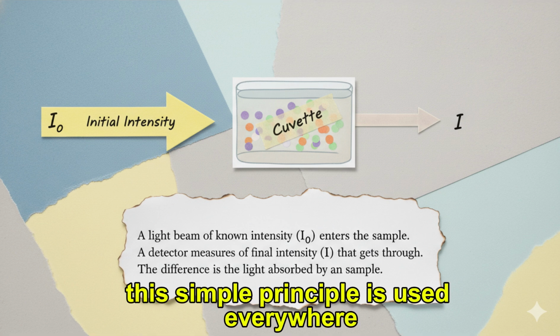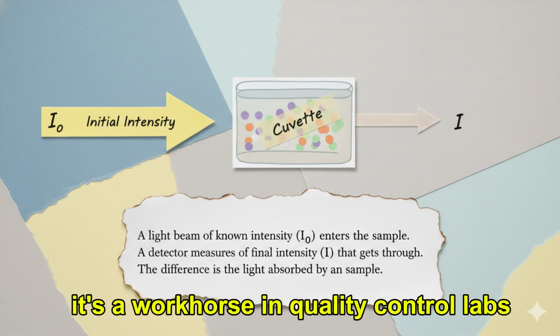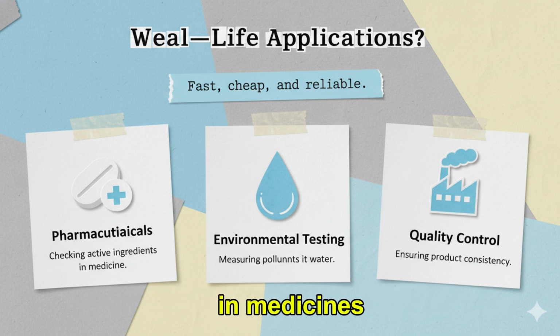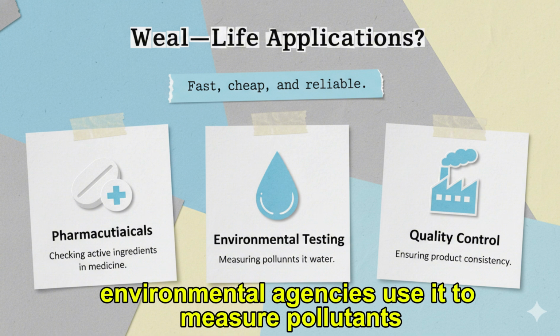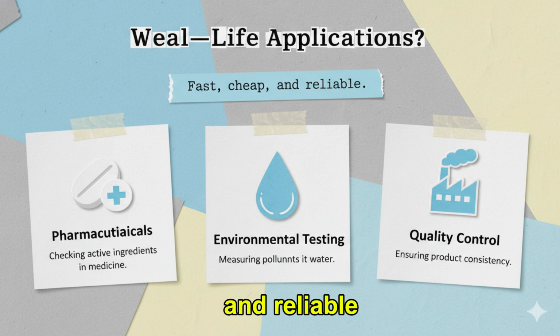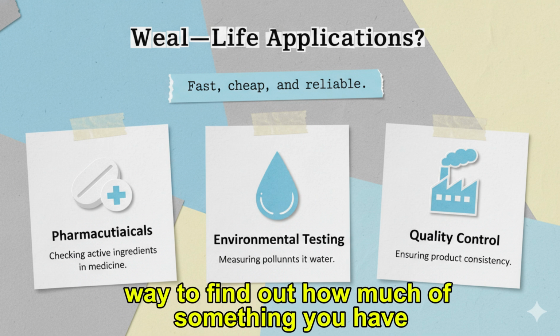This simple principle is used everywhere. It's a workhorse in quality control labs to check the concentration of active ingredients in medicines. Environmental agencies use it to measure pollutants like nitrates or phosphates in water samples. It's a fast, cheap, and reliable way to find out how much of something you have.